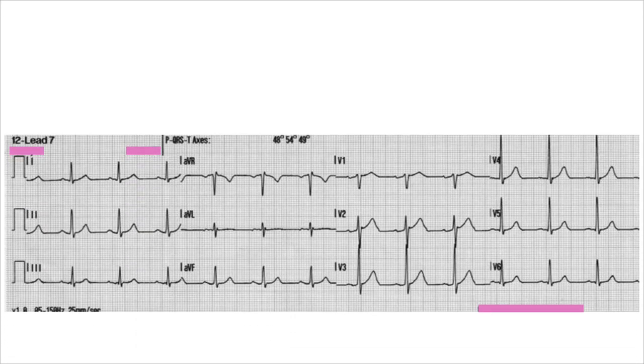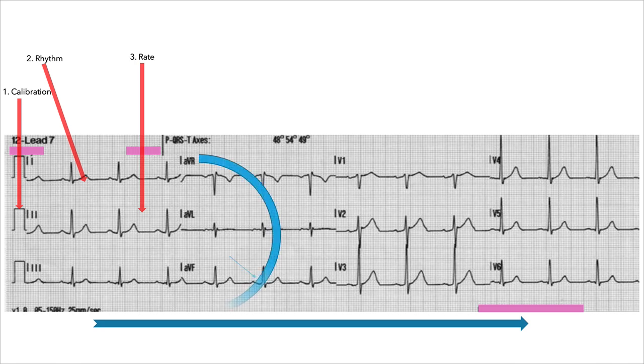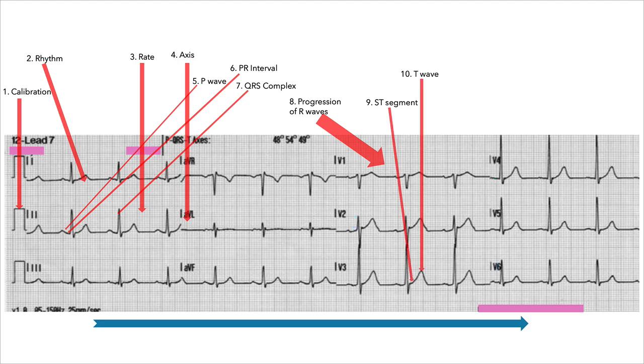So there we have it. We have done the 12 steps in approaching an ECG. We'll just go over it again. We're going to basically move in a general direction from left to right. We start with calibration, then you look at rhythm, then the heart rate, calculate the heart rate, then you calculate the mean QRS axis, then look at the P wave, the PR interval, look at the QRS complex, and associated with that, you look at the progression of the R waves, look at the ST segment, consider the T wave, the QT interval, the U wave, and then you're done.